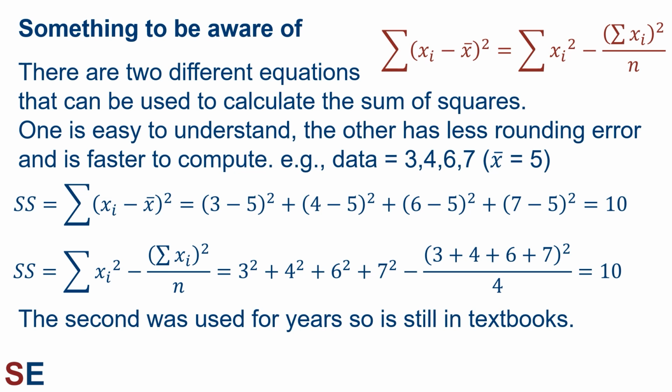The first equation is much easier to understand and visualize what it represents, whereas the second seems more complicated. However, if you're doing calculations using a calculator and doing it by hand, the second equation requires less button pushing, has less rounding error, and will actually give you a more accurate value.